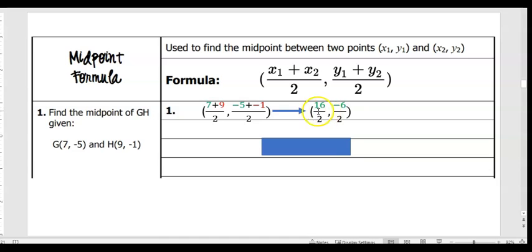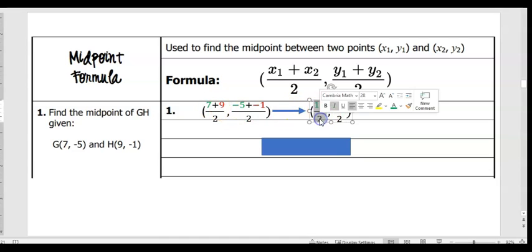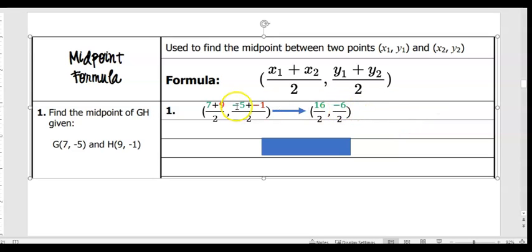When we start to do the math here, you're going to see that 7 plus 9 is 16, and then we have 16 divided by 2. Then also we have negative 5 plus negative 1 is negative 6, and so negative 6 divided by 2. And once you divide everything by 2, you're left with your midpoint, which in this case is 8 comma negative 3. So that means if I go to the graph and I plot the point 8 comma negative 3, it is going to be smack dab in between G as well as H. That's all you do to find the midpoint.